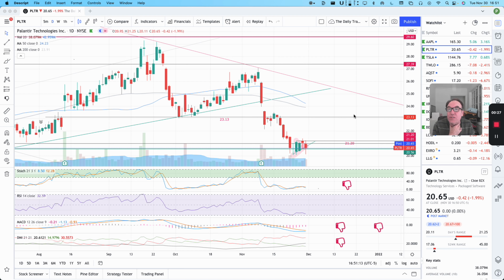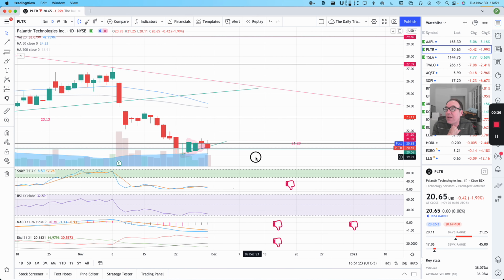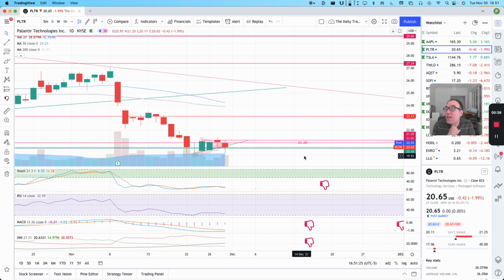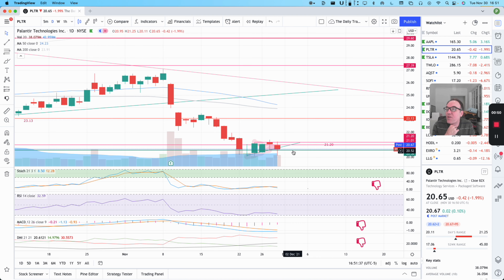Okay, so Palantir was down 42 cents today, 1.99%. We close at $20.65. So what do we have here? We have a hard time breaking, I would say, $21 for real, and also $21.20. So we have a little bit of a double resistance right here. But we are staying above $20.56. The stock is really basically going sideways a little bit after all of this fall.